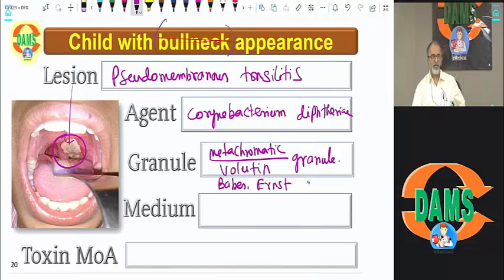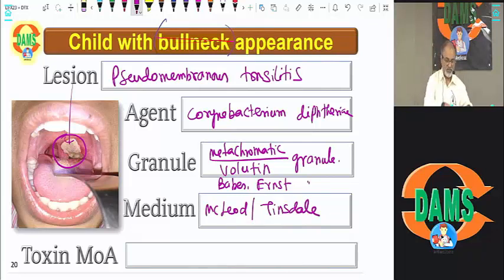What is the selective medium for diphtheria? You should know all selective medium ideas. No mercy, no relaxation, no compromise. You must know all selective medium. One or two questions are with you. Happily you can attend. Come on, what is the medium? Yeah, that's called McLeod medium, Tinsdale medium. It produces black colonies. McLeod agar or Tinsdale agar.